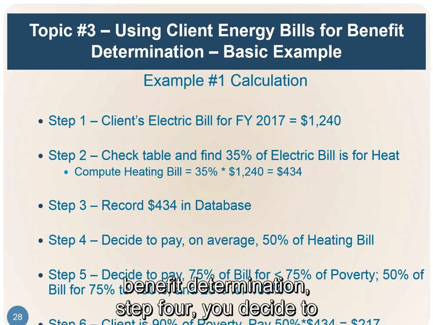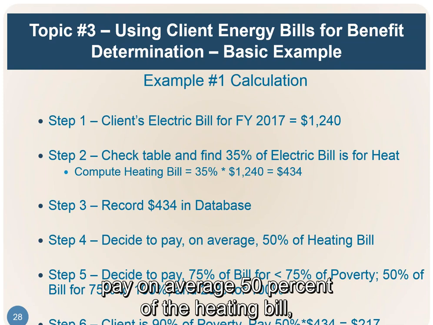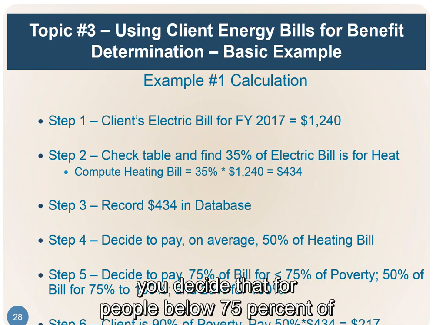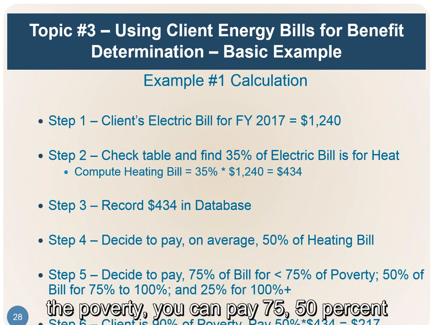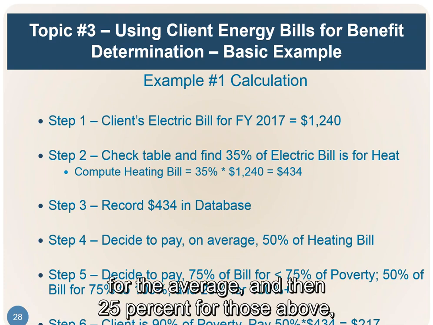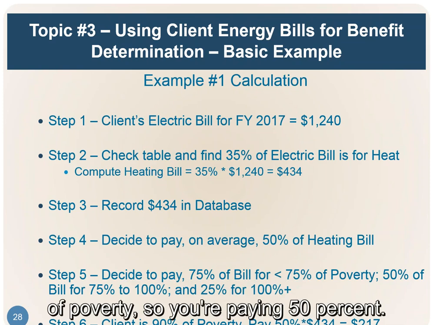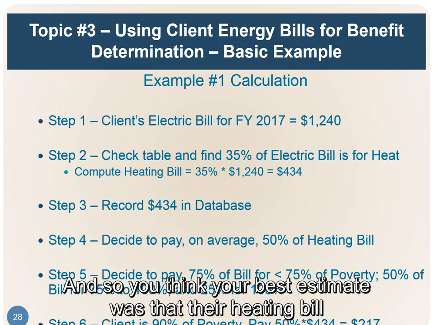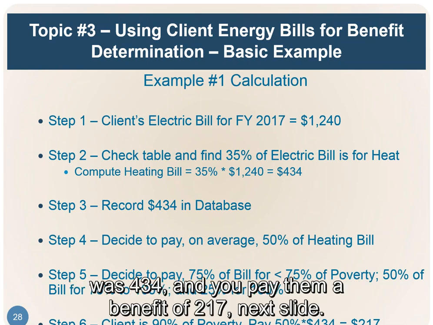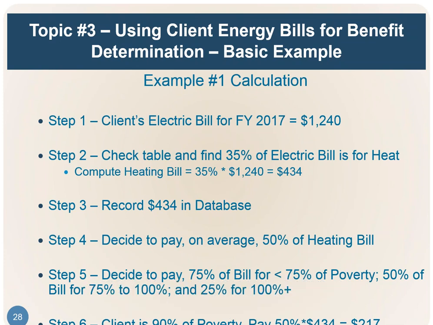Step 4, you decide to pay on average 50% of the heating bill. You decide that for people below 75% of the poverty, you can pay 75%, 50% for the average, and then 25% for those above. And then for this client, they're at 90% of poverty, so you're paying 50%. And so you think your best estimate is that their heating bill was $434, and you pay them a benefit of $217. Next slide.